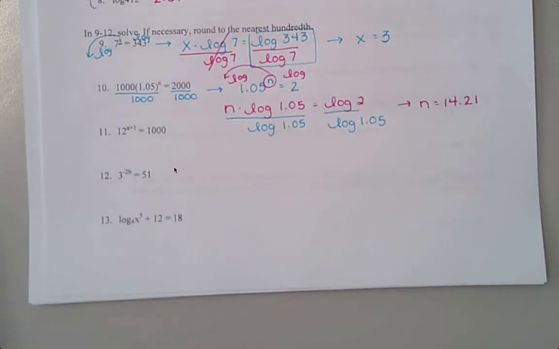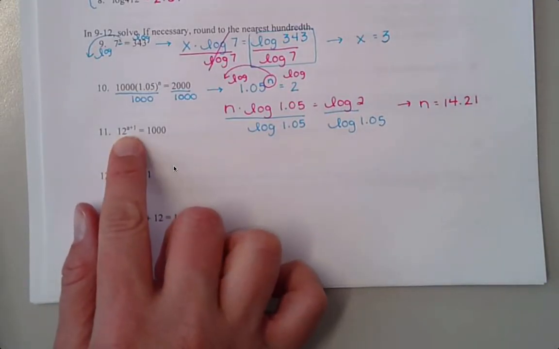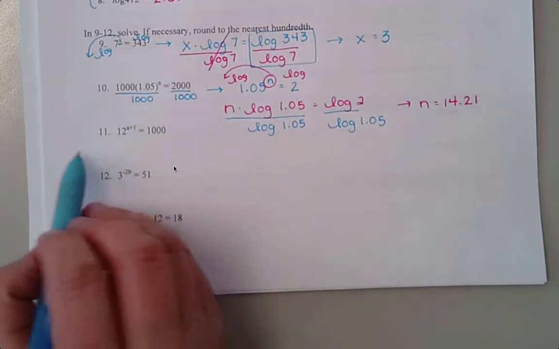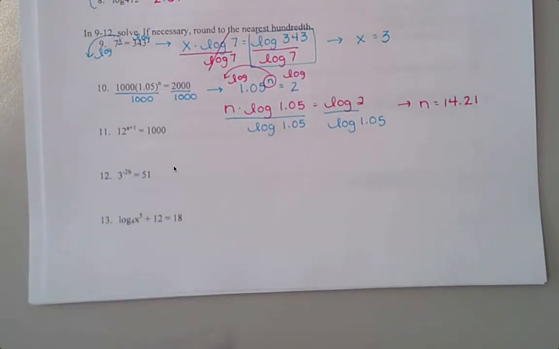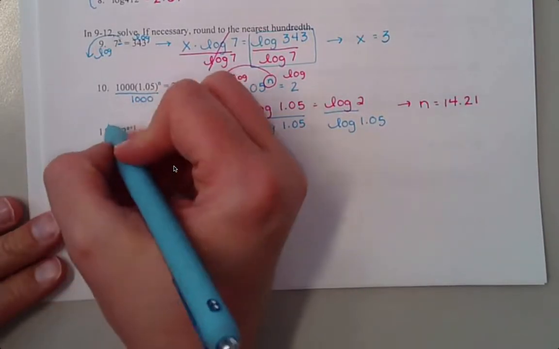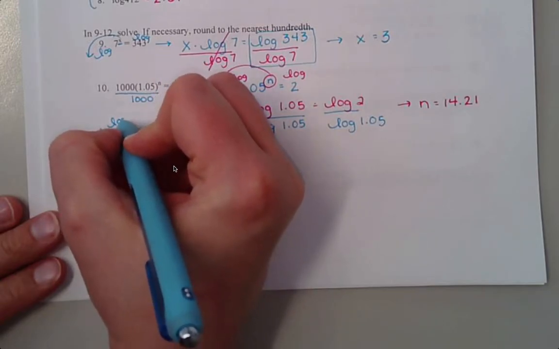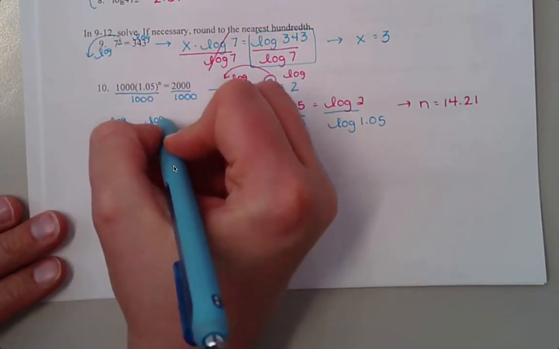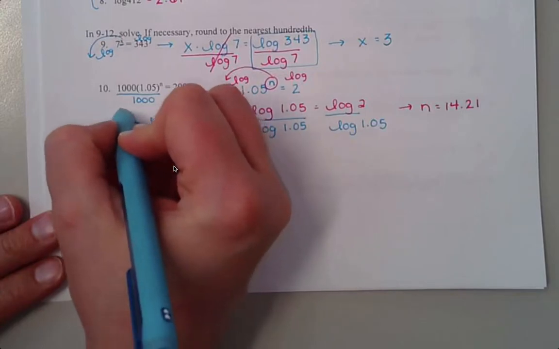Okay, so on the next one, I'm going to treat it the exact same way. I've got a variable up in the exponent there. I don't have anything else outside of the exponential piece, so I'm just going to start by taking a log on each side. Okay, so I'm going to do log here, log here. Take this a plus 1 down and put it in front.